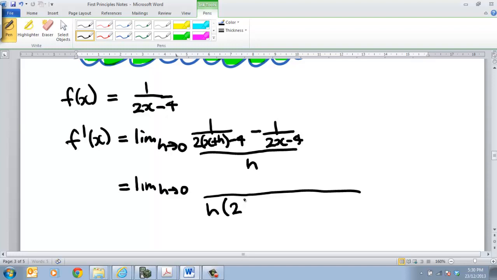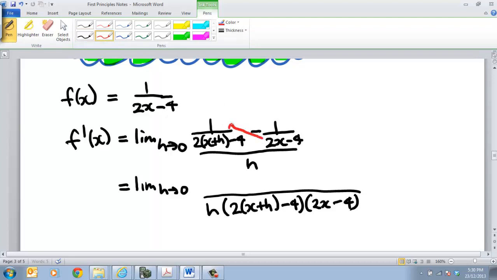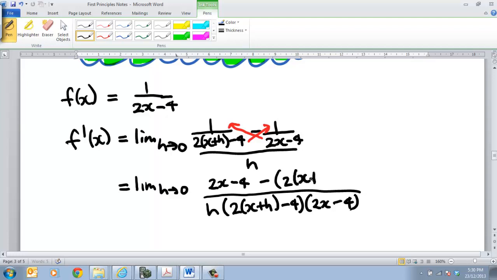So down the bottom line, you're going to have 2x plus h take 4, and then you're going to have 2x take 4. So don't even think about it. Now, if we're going to cross multiply, that's going to go to that side over here, and that's going to go to that side over there. So then you're going to be left with 2x take 4 times by 1, which is going to be that, and then you're going to have take 2 lots of x plus h take 4. Again, make sure you put a bracket around it.